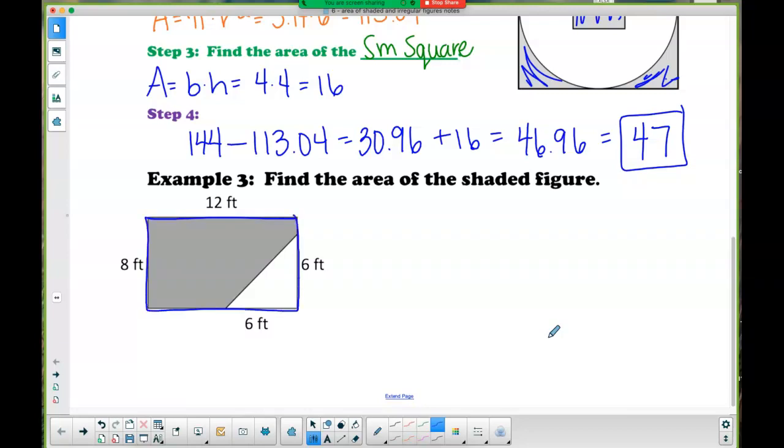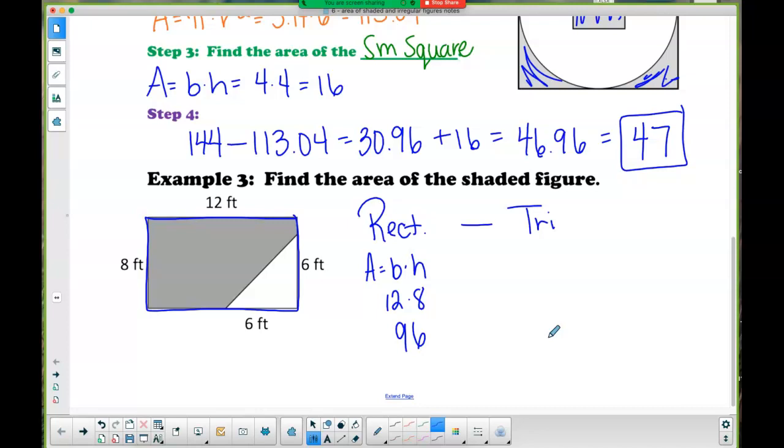So if I find the area of the rectangle, so I'm going to write this down, rectangle, and I take away or subtract the triangle, we'll have the area of just the shaded part. Everybody agree? Okay, so let's start with the rectangle. Area equals base times height. What's the base and the height of the rectangle? Zachary? 12 times 8, which is 96.